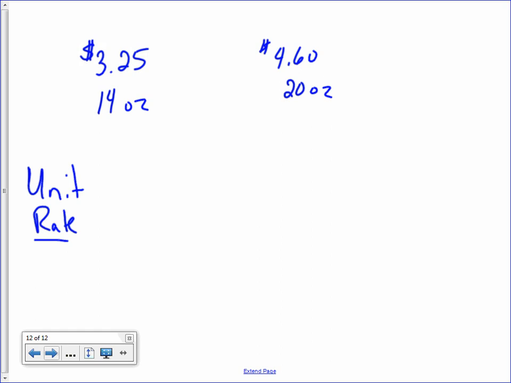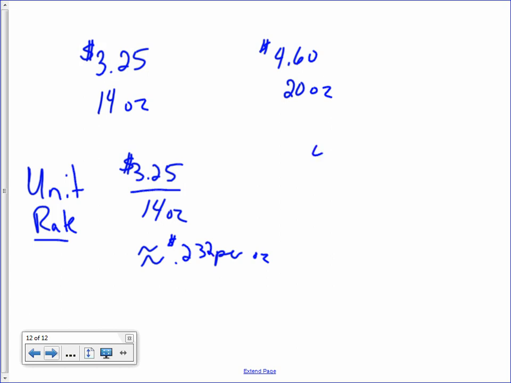So if I take $3.25 divided by 14 ounces, I would say that my unit rate is approximately 23 cents per ounce. Okay, if I were to look at my other box and we take $4.60, divide that by 20 ounces, I get exactly 23. So this one was 23.2.